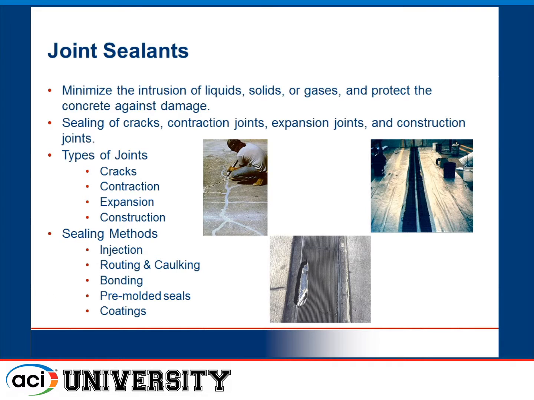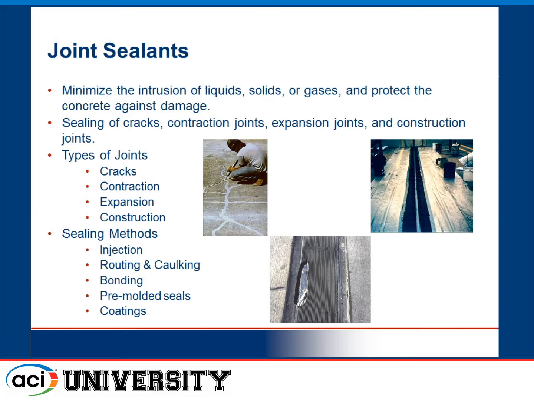The last item in the guide covers joint sealants. From the perspective of a protective system, what we want from these joint sealants is to minimize the intrusion of water, contaminants, gases, and any other type of material that may actually find its way into the concrete and allow the corrosion to continue. And that includes sealing cracks, contraction joints, expansion joints, and construction joints.